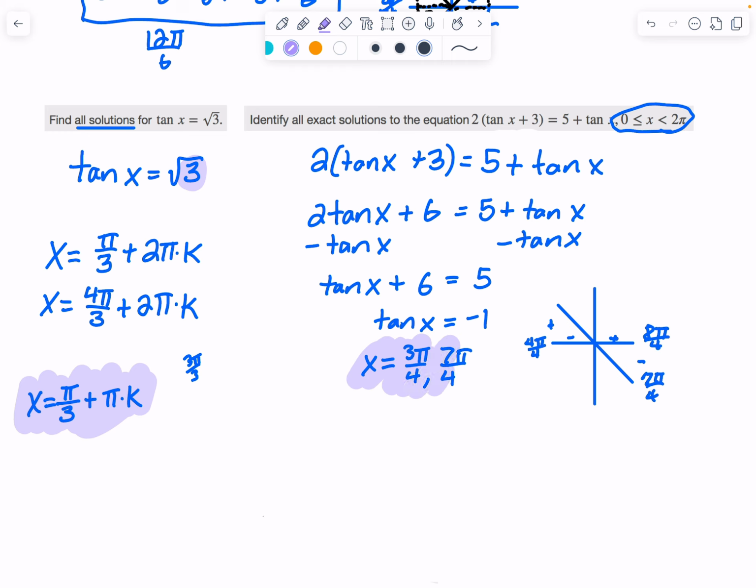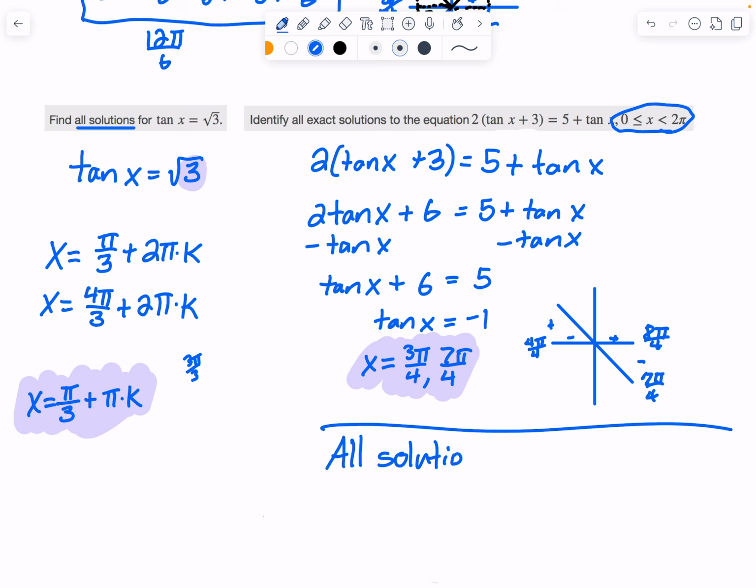So that's this answer. With no interval, what I would have done, okay, how about this? All solutions, different problem. For all solutions, it would be x is 3 pi over 4 plus pi k, where k is an integer. That would be all my solutions. I use pi for tangent and cotangent.